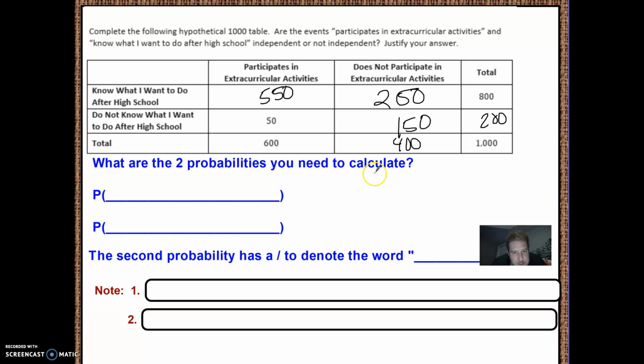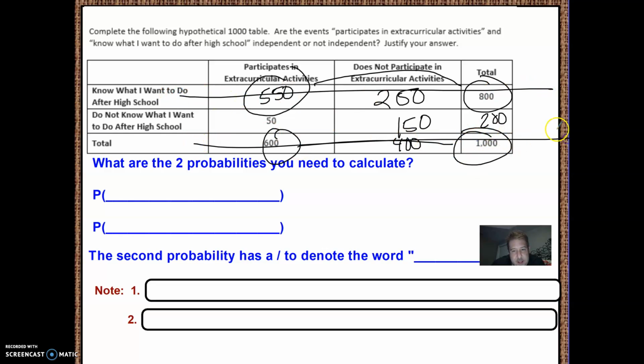What are 2 probabilities that you need to calculate? Well, complete the following table. Are the events independent or not? So when you have a table like this, you need to do parallel probabilities, which would be something like this over this and this over this. And the reason why I call them parallel is because this line and this line is parallel to each other.